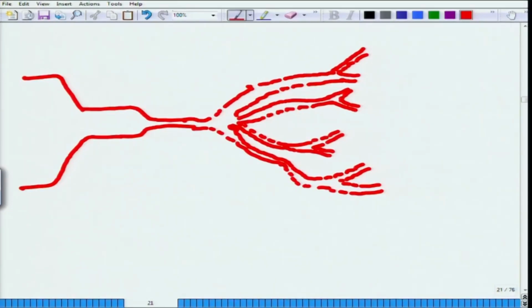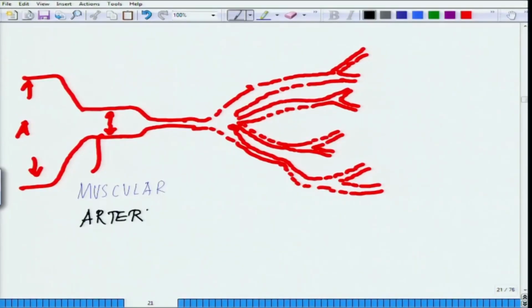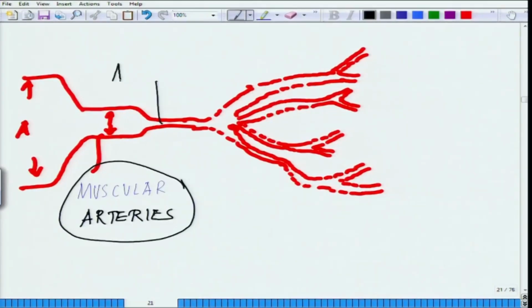Okay. So this is the part which we are talking about, the major arteries. Let me just change the tip. These are the muscular arteries. So, here are the arterioles, and here you are entering the zone of capillaries. Here you have the capillaries.